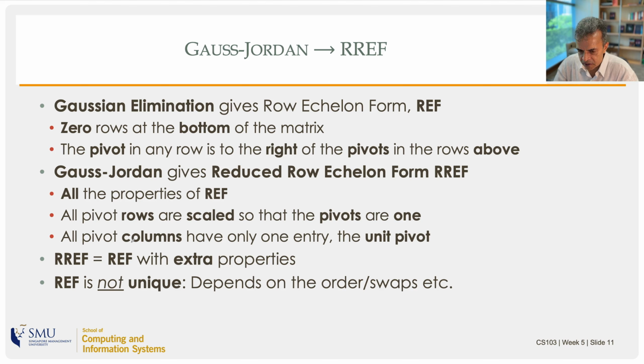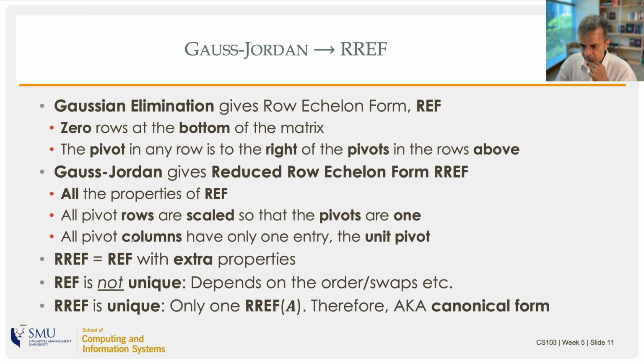REF is not unique because depending on whether you decided to do row swaps or not, you might get different REFs. But an RREF of a matrix is unique. You cannot get a different RREF regardless of whether you did row swaps or not. So that is called a canonical form.